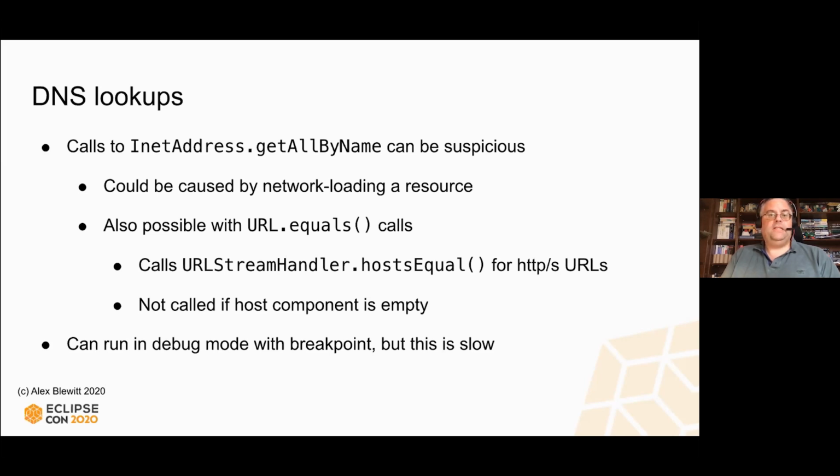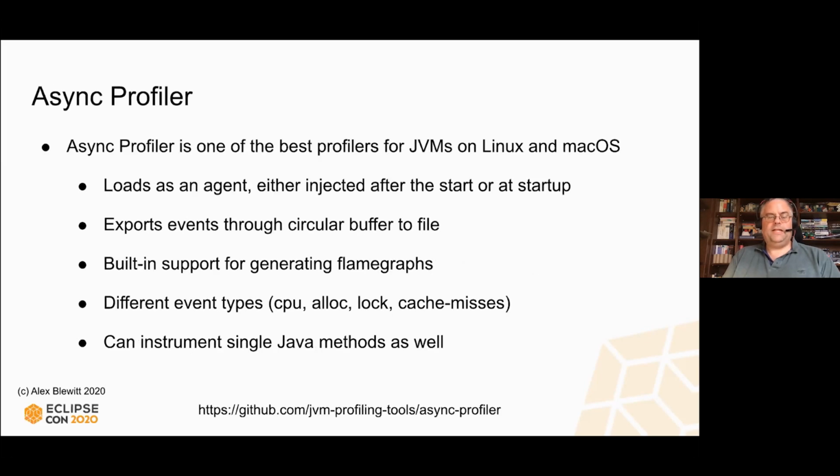So you could run this in debug, and I've done this in the past in Java. If you put a breakpoint in InetAddress.getAllByName, you can then find out where it's coming from. But running in debug is slow, and it is slightly tedious to find it each time and add breakpoints. Instead, one of the things that Async Profiler allows you to do is find out where you have uses of a particular method.